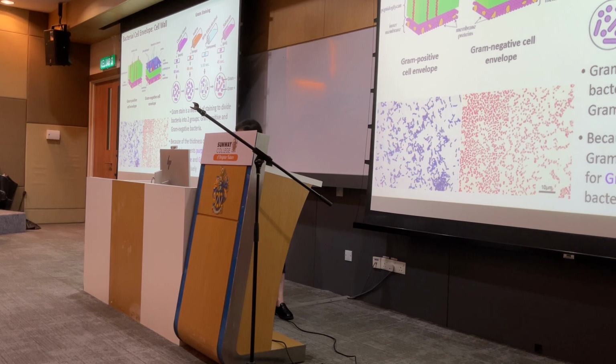Anyone aware of this? This is a gram stain. I think some of you, not only the first time, second, third time, have done it in your high school, in your pre-U. However, gram stain is very important. So, gram positive, after the gram stain, will show you a purple color. Gram negative will show you a pink color, right?